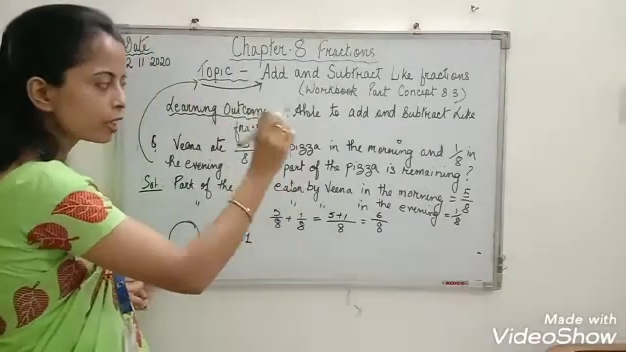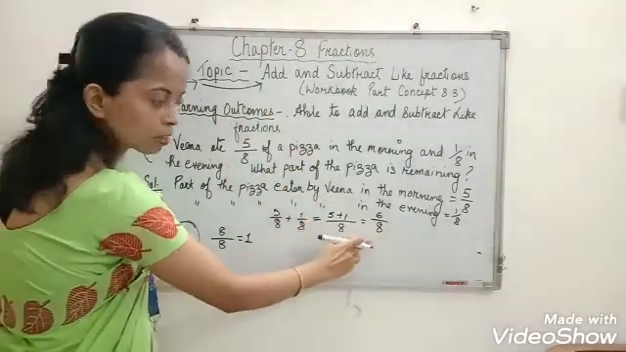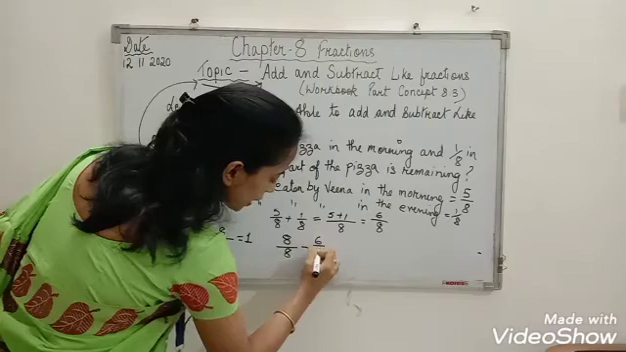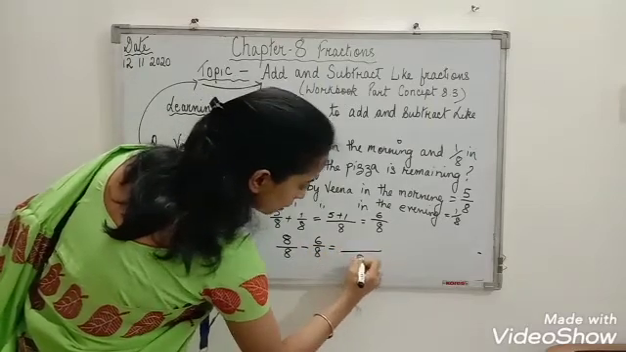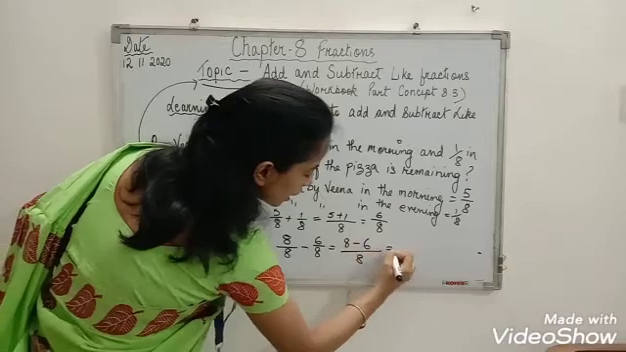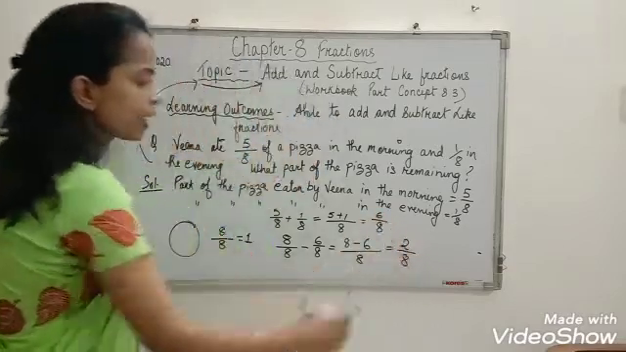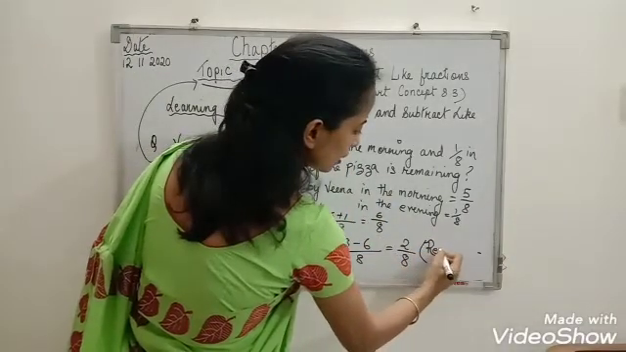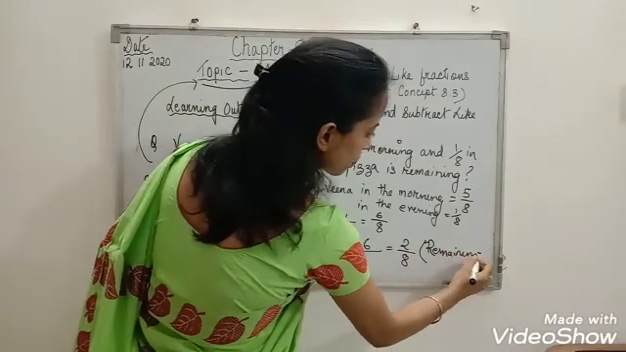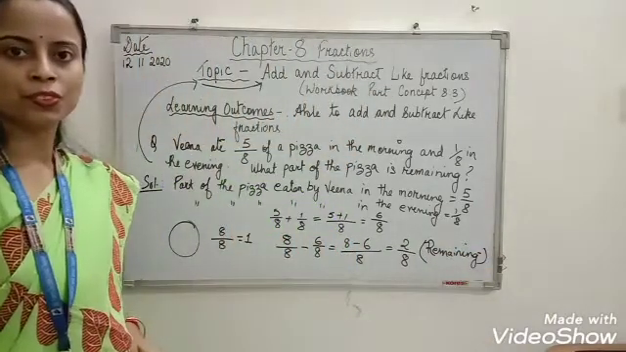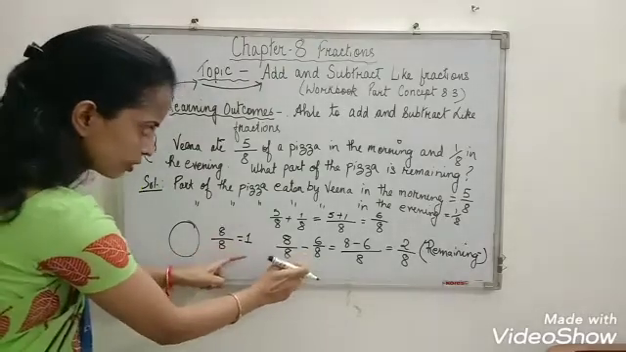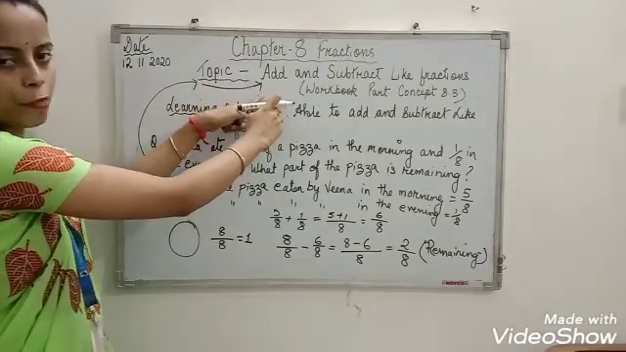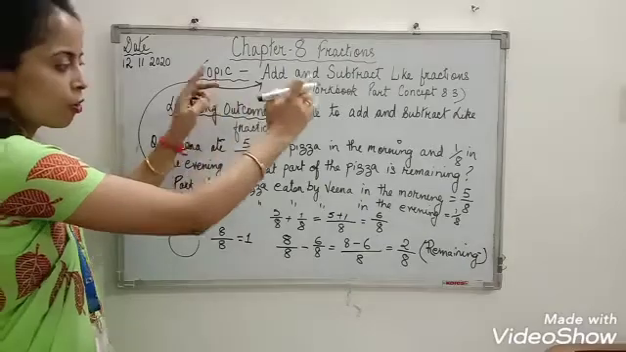So from the whole, we are going to subtract the part eaten by Veena in the morning and in the evening. So how much? That is 6 by 8. So 8 by 8 minus 6 by 8. So again the denominator is common. 8 minus 6, it comes 2. So 2 by 8 part of the pizza is remaining. So thus the sum is related to the topic add and subtract like fractions. Okay, already we have learned.